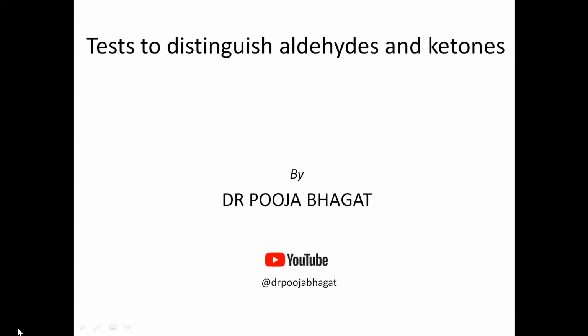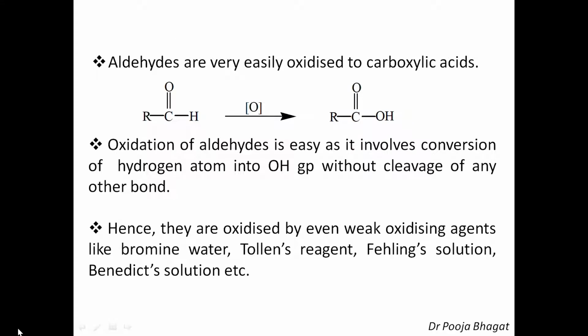Now the basis of this identification is a chemical reaction, that is oxidation of aldehydes and ketones. Aldehydes are very easily oxidized to carboxylic acids. This is the aldehyde group, and on oxidation, it gives carboxylic acid. Oxidation of aldehydes is easy as it involves the conversion of a hydrogen atom into an OH group without cleavage of any other bond. That means when we oxidize an aldehyde, no cleavage is required. Only this hydrogen atom is getting converted into an OH group.